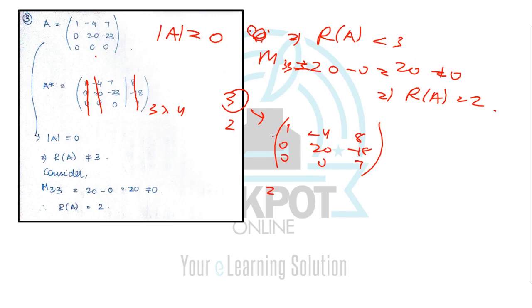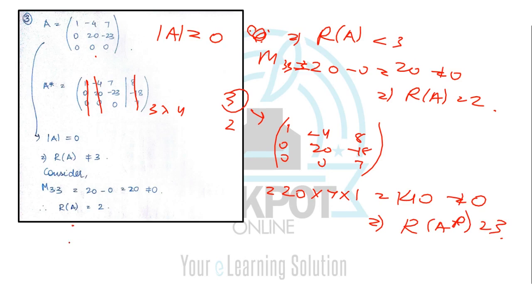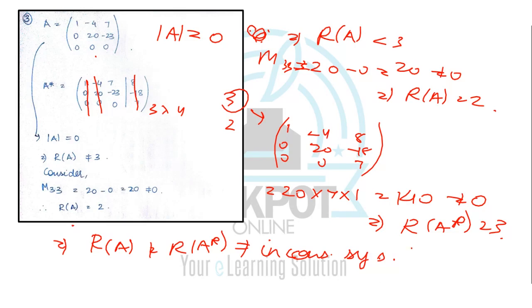Now, because it's upper triangular, the determinant value is equal to 20 into 7 into 1, which is equal to 140, which is not equal to 0, which implies that rank of A star is actually equal to 3. What this implies is that rank of A is no longer equal to rank of A star. Therefore, it's an inconsistent system with no solution.